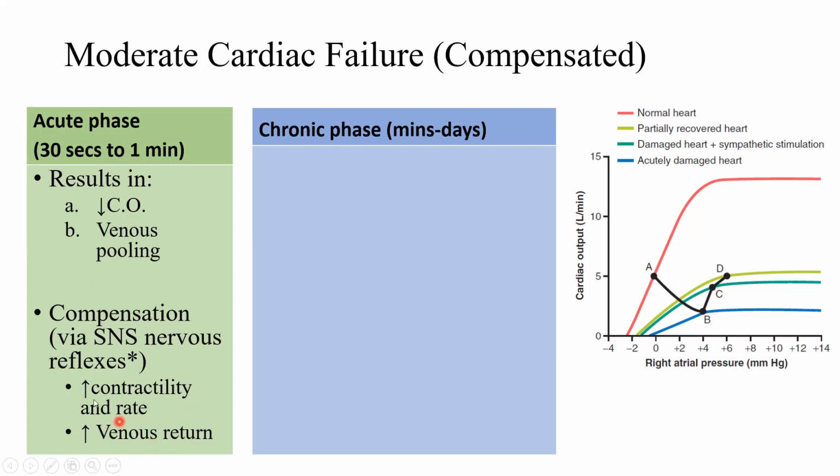Somebody asks you in a viva, how does cardiac failure compensation work in the acute phase? You pop out this answer. So the sympathetic nervous system gets active. It improves contractility, improves rate, and increases venous return. And this happens within a minute. Okay, so a point to note. Then what happens? Then basically the chronic phase happens, which spans from minutes to days.